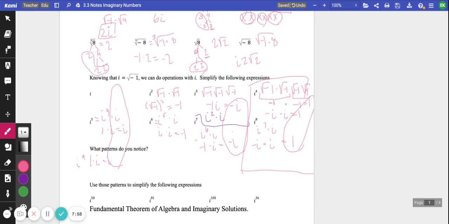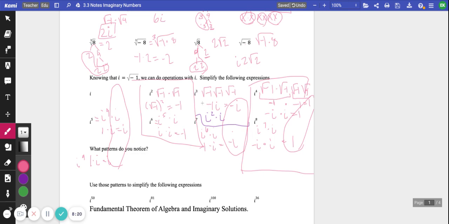Anytime you get a power, let's take a look here. How do I describe this? Divisible by 4, and then we have the other 2 even ones, right? So you have an even number that's not divisible by 4, like 2 and 6. That's going to be -1.